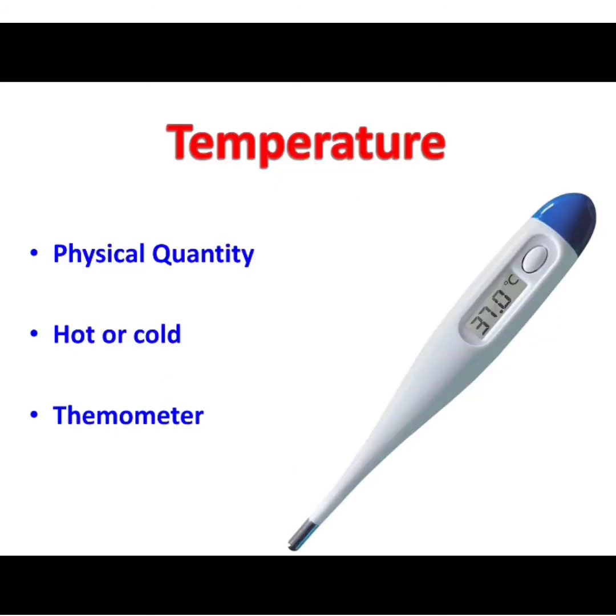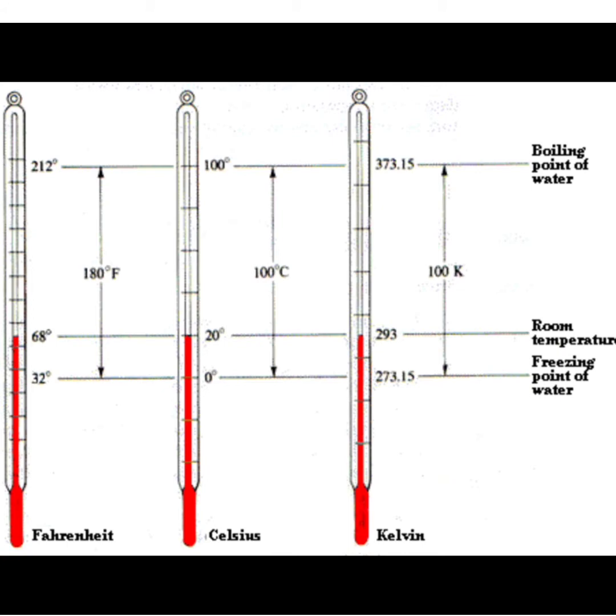Temperature. It is a physical quantity which expresses whether an object is hot or cold. It is measured with the help of a thermometer. There are 3 scales to measure the temperature. They are Celsius scale, Fahrenheit scale, and Kelvin scale. Among these 3 scales, Kelvin scale is the most commonly used one.